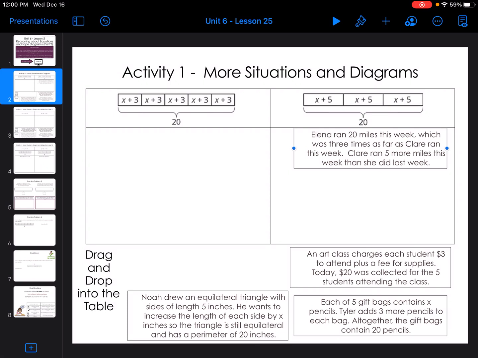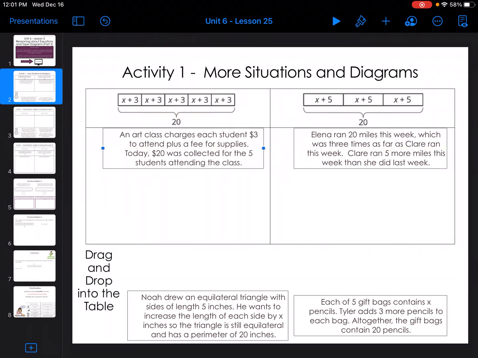An art class charges each student $3 to attend, plus a fee for art supplies. So it's 3 plus something. Today, $20 was collected for the 5 students, so it's 5 groups of x plus 3.